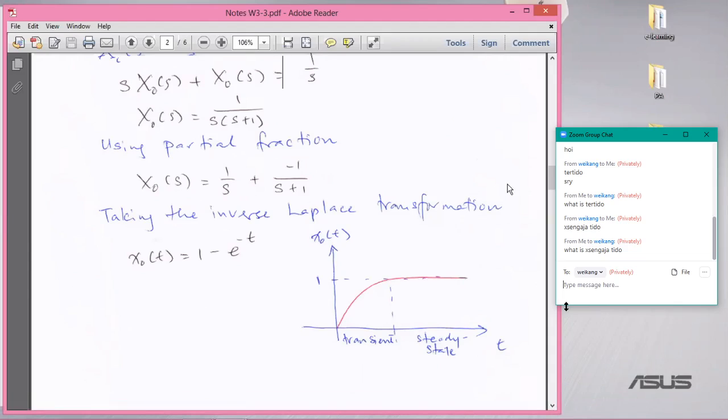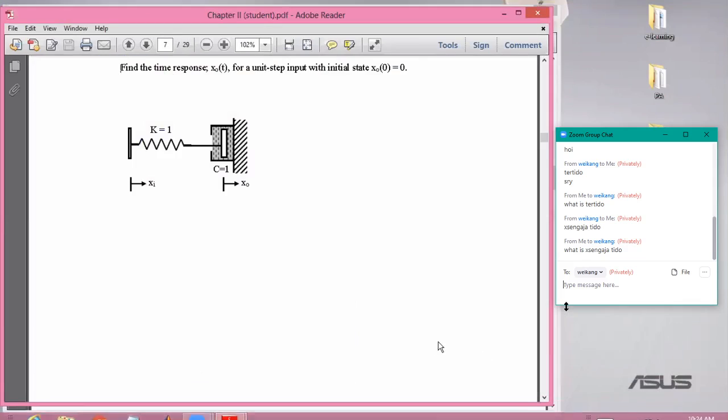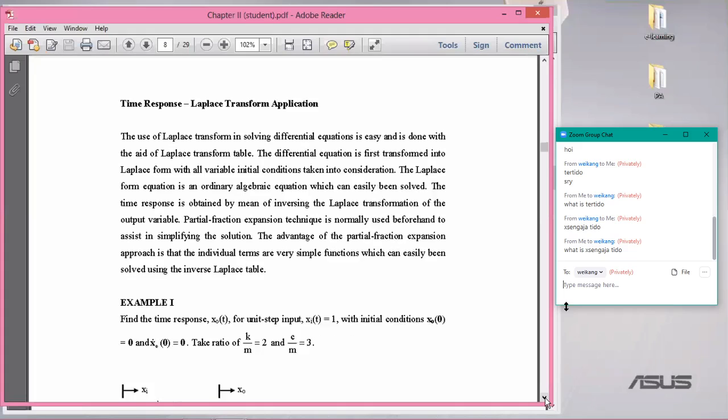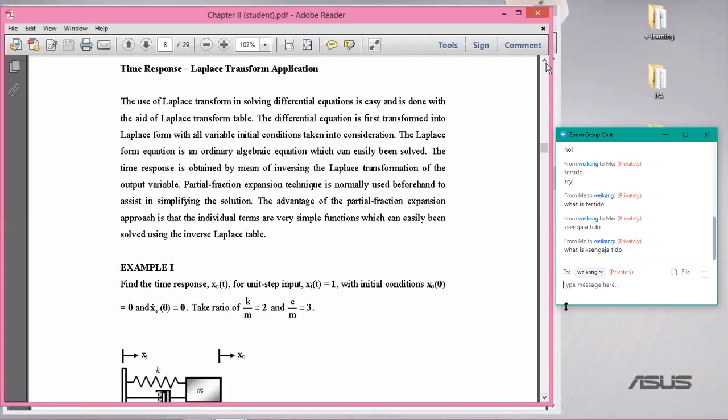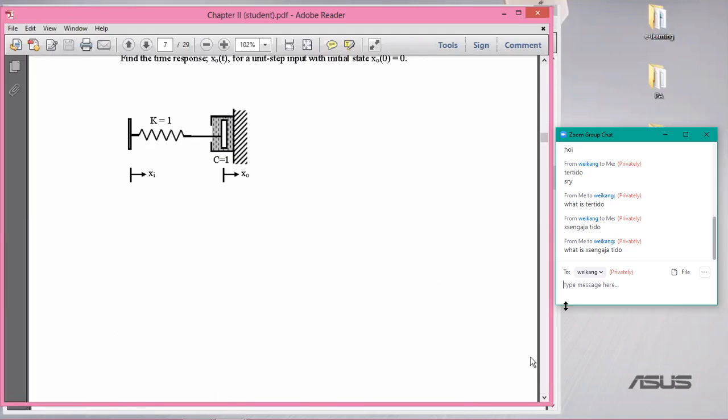No question. All right, no question is good. Let's try another one, I guess. Okay, let's try another one. Where is this? Okay, this one.